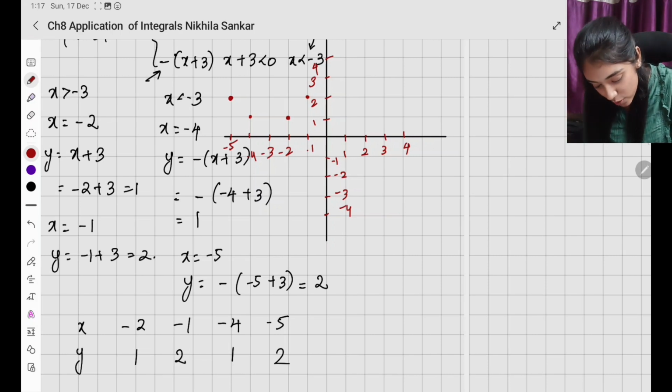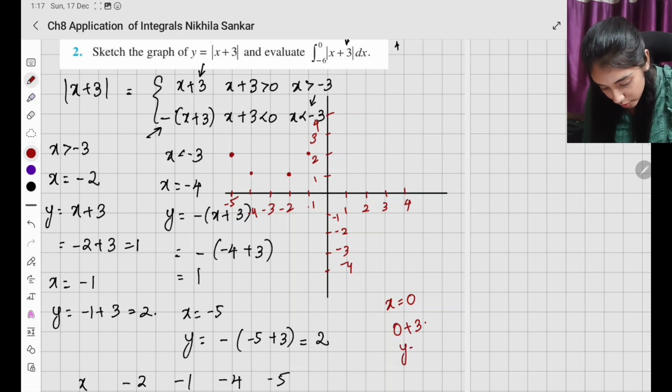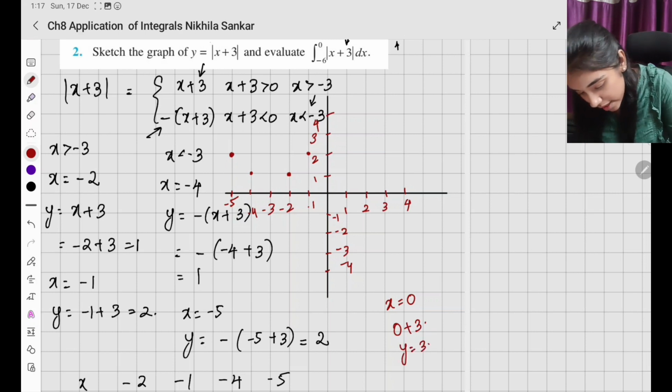If x is equal to 0, we are taking the value which is going to be greater than minus 3. So I'm taking the first function. So I have 0 plus 3. So my value of y is going to be 3. So at 0, it is going to be 3.